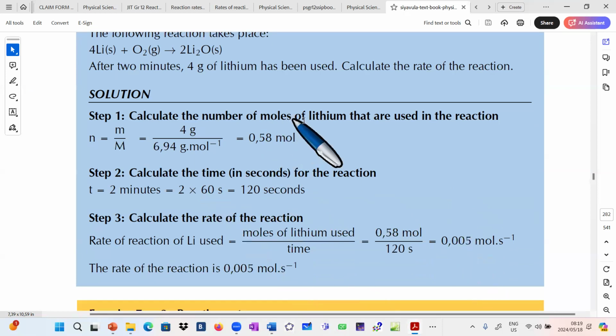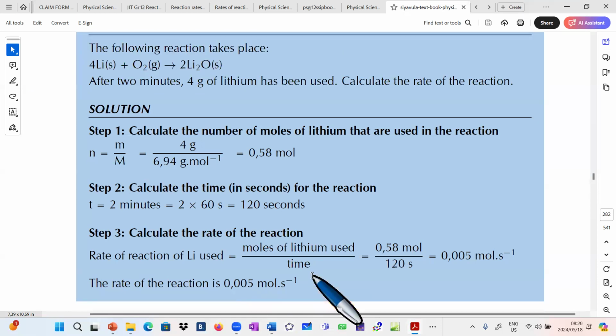Step 1 was to calculate the number of moles. Step 2, we calculate the time in seconds for the reaction. In step 3, we calculate the rate of the reaction. How do we calculate the rate of the reaction? The rate of reaction of lithium used is the moles of lithium used divided by the time taken. We have already got the moles, 0.58 moles, and the time is 120 seconds. Therefore, this is 0.005 moles per second. This is the rate of reaction of lithium used, and therefore the rate of the reaction is 0.005 moles per second.